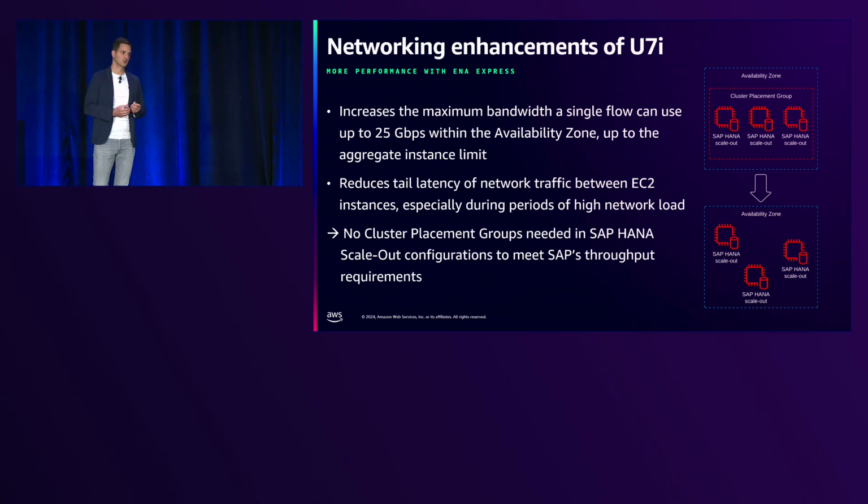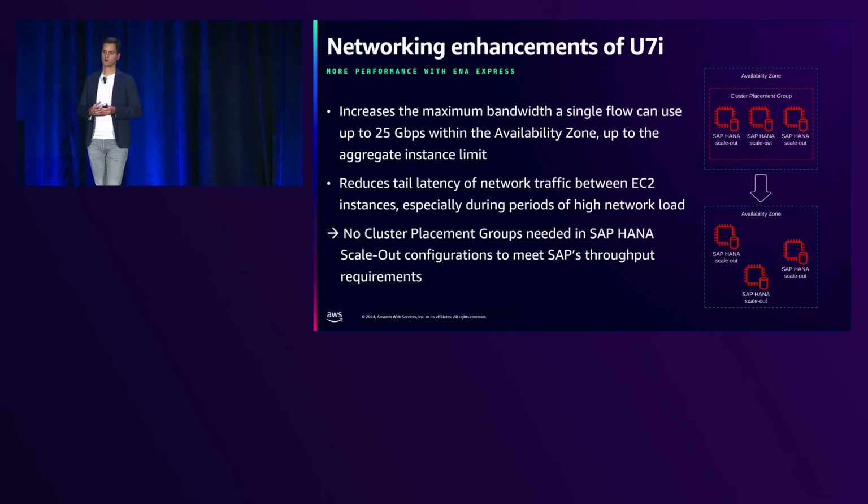Another new innovation we can add is ENA Express, which is now able to attach to the U7i instances. ENA Express is powered by AWS Scalable Reliable Datagram, or SRD technology, which improves network performance in two key ways. One, it is a higher single flow bandwidth, and two, it lowers the tail latency for network traffic between two EC2 instances. And especially the HANA scale-out benefits because it is very latency sensitive and requires high throughput between the nodes.